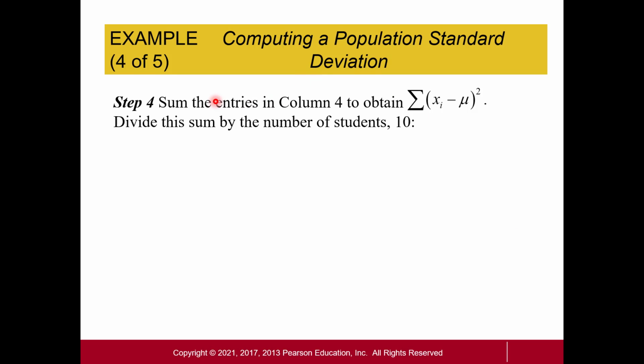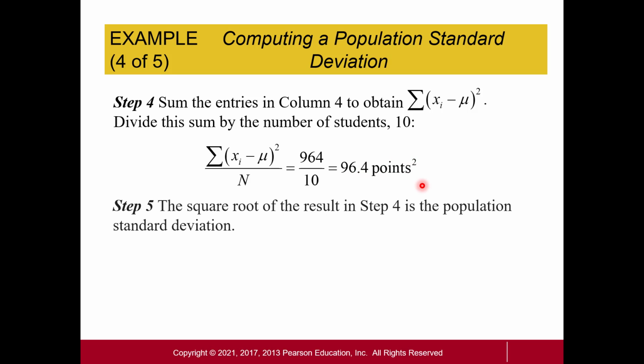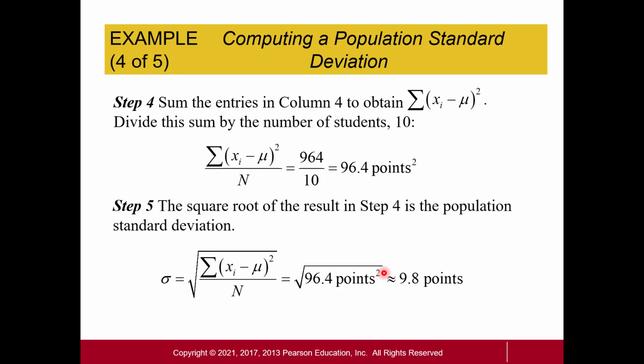So then we add up all the entries from the fourth column of our work, and then we divide by the population size, which for us was 10. So when we added up all the squares of the deviations about the mean, that was a 946. Population was 10, and so this was 96.4 points, but this is still squared. So our last step is actually to take the square root. And so the standard deviation is 9.8 points.